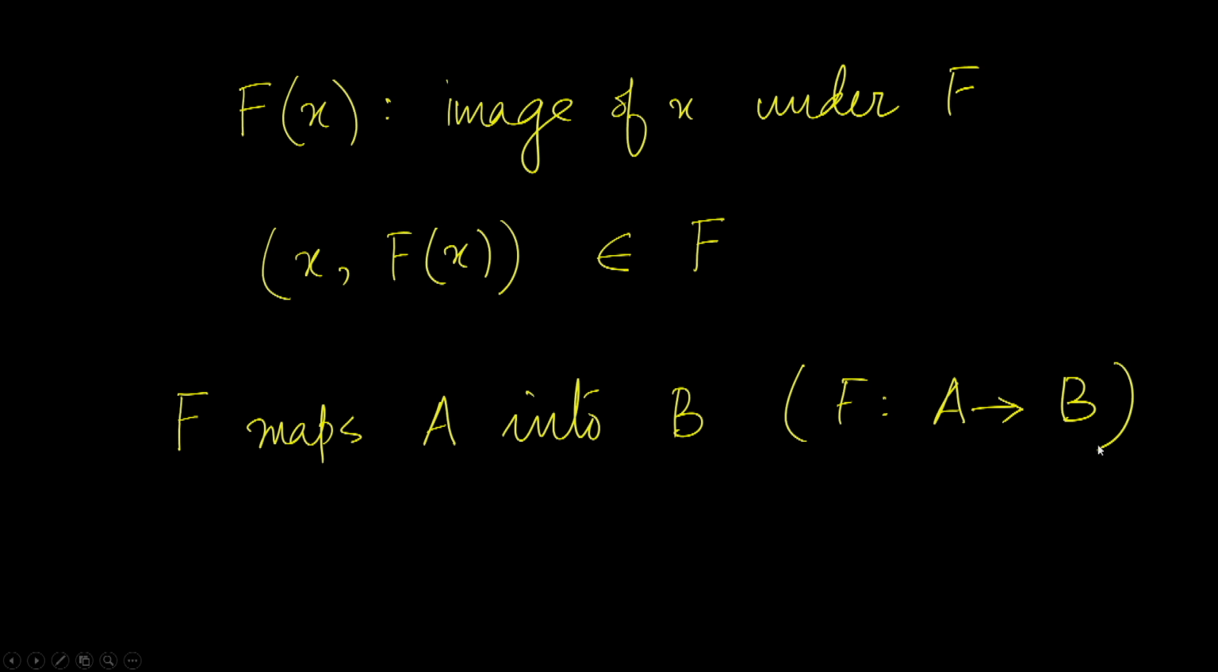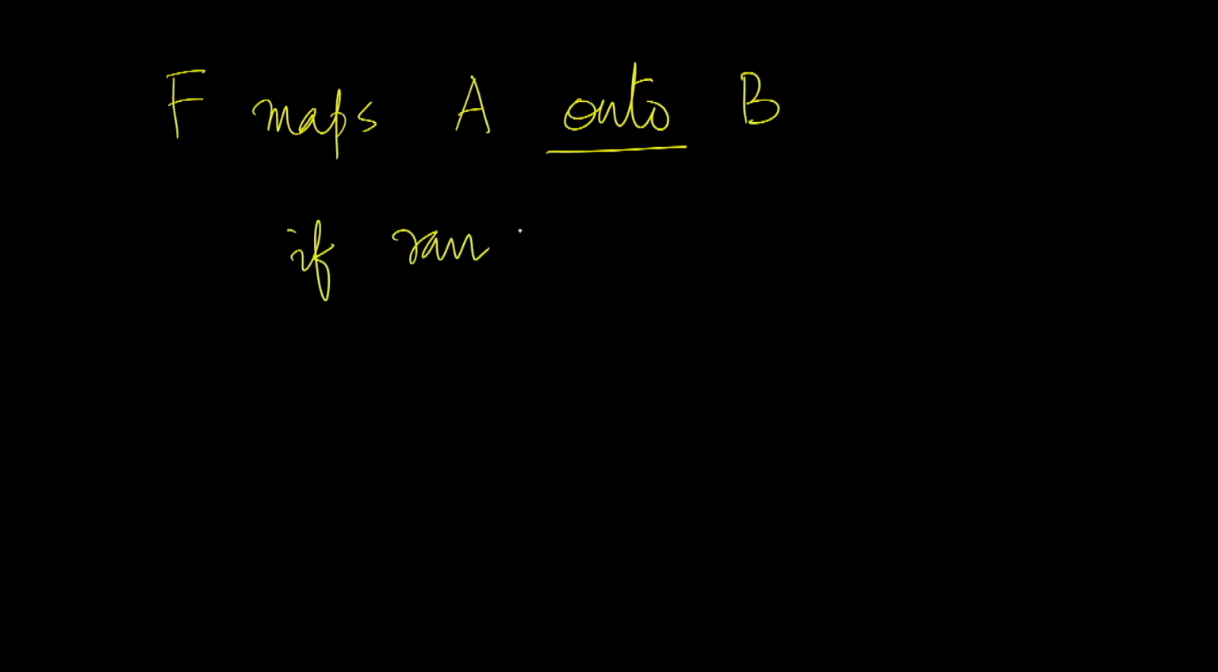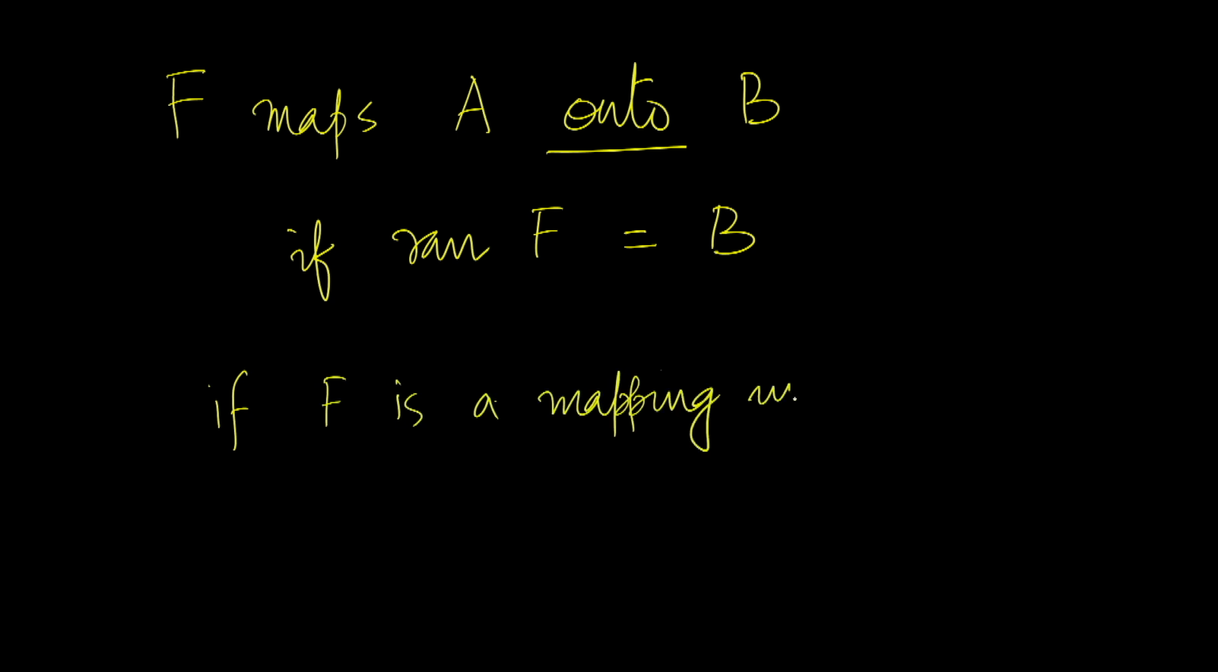We said that function f maps A into B if the range of f happens to be a subset of B. We say that a function f maps A onto B if the range of f is equal to B. So if f is a mapping onto B, then f is a mapping into B as well.